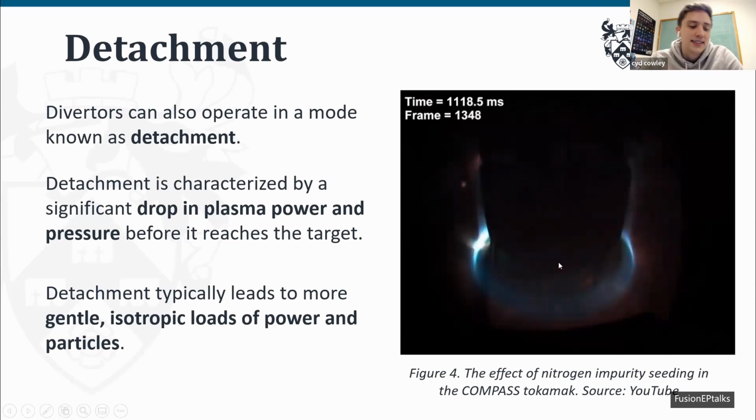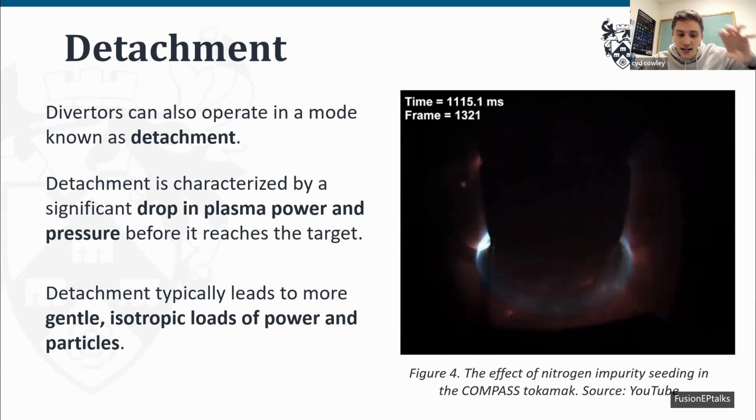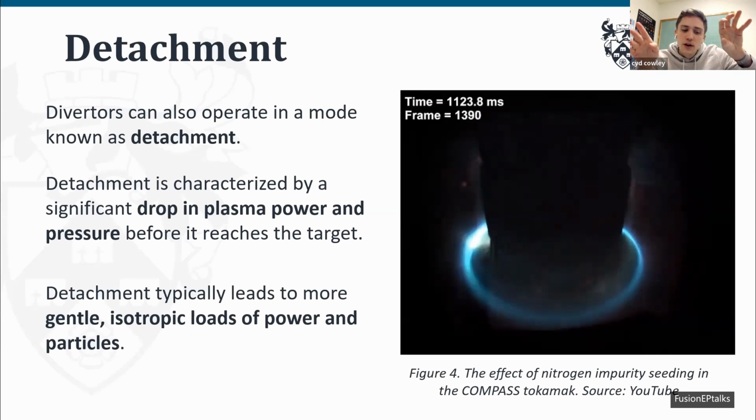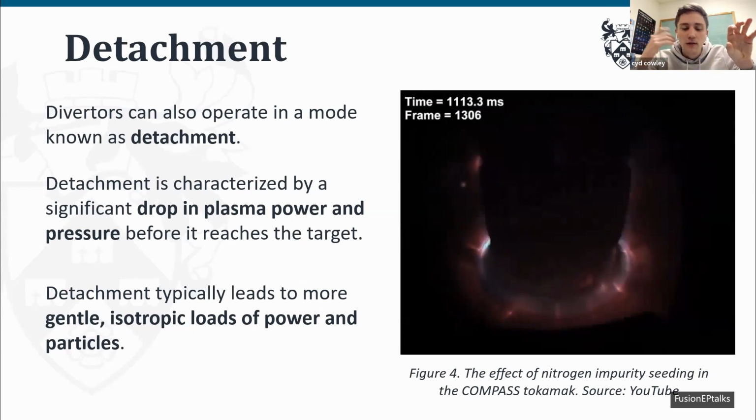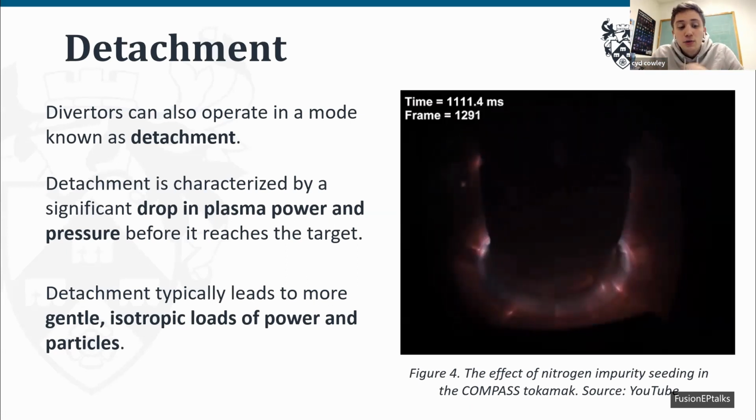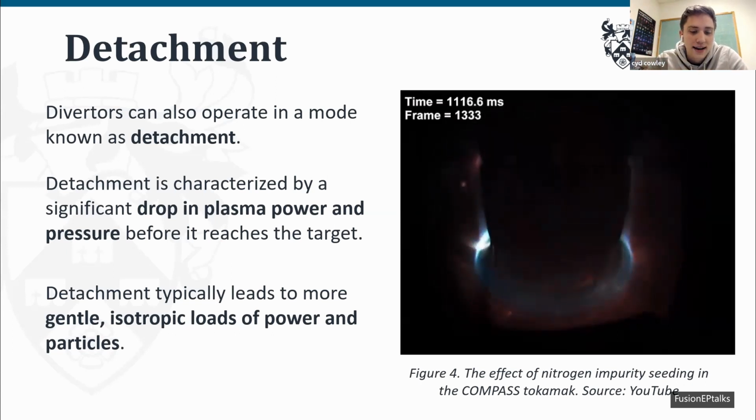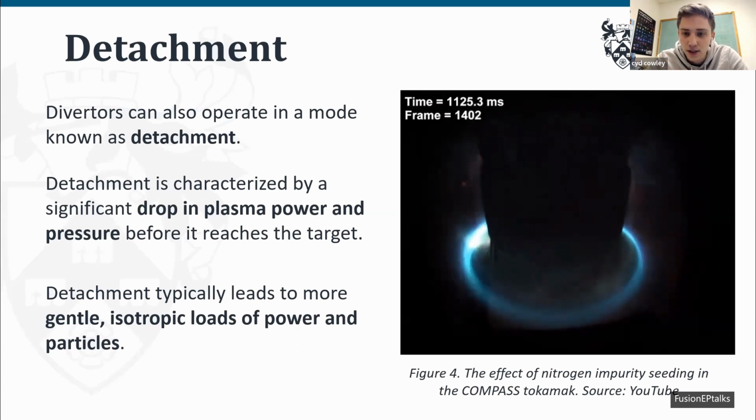The benefit of this is that if we radiate most of the power before the plasma actually reaches the target, then what we get is quite literally a high temperature, high energy plasma detaching from our target, leaving a nice and cold region of a partially ionized gas from that radiation front to the target. And because we're radiating a lot of the power away, it's a lot more evenly spread. Because of that, we generally get better plasma material interactions and less violent interactions at the target.